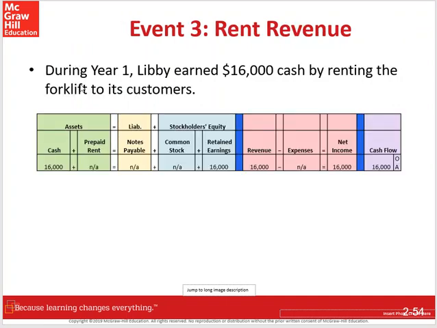What else is going on here? During year 1, Libby earned $16,000 cash by renting the forklift out to customers. So now we have revenue. So cash goes up, retained earnings goes up.